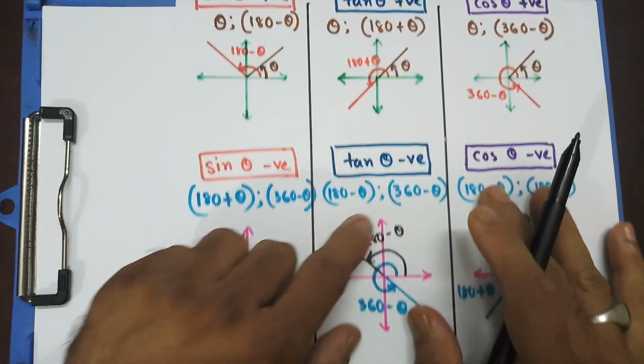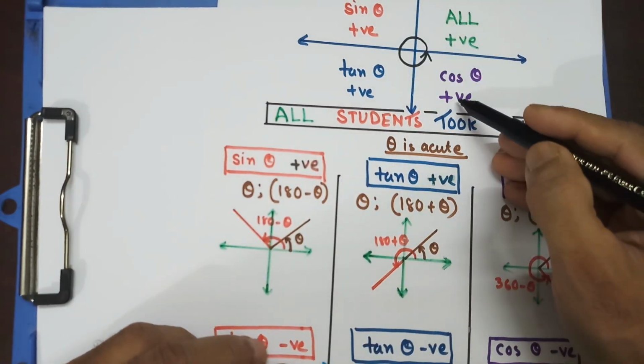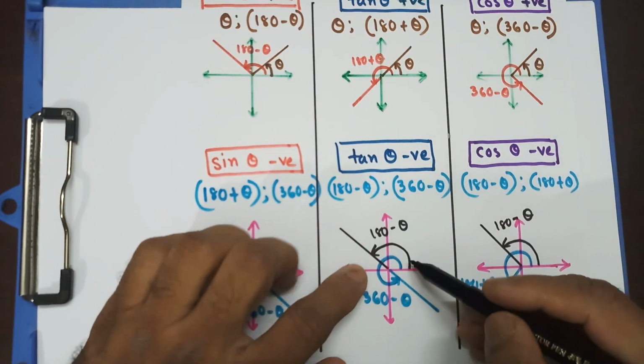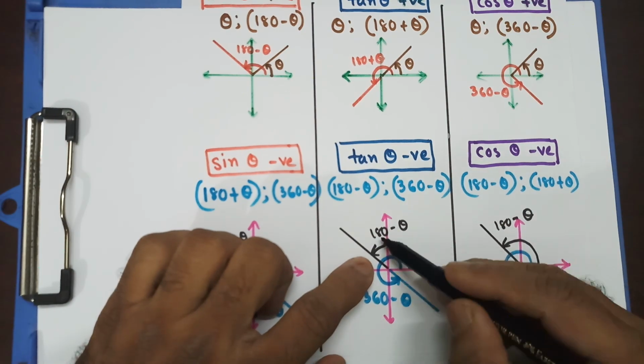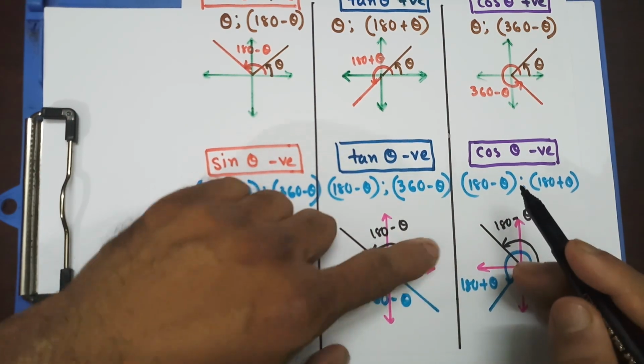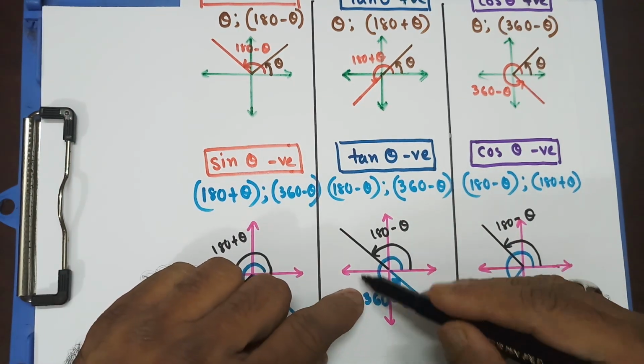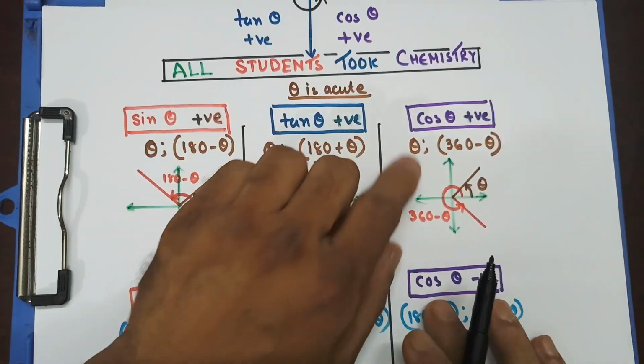And tan is negative in the second quadrant and the fourth quadrant. In the second quadrant, we can go this black color, 180 minus theta, and the bluish color is in the fourth quadrant, 360 minus theta.